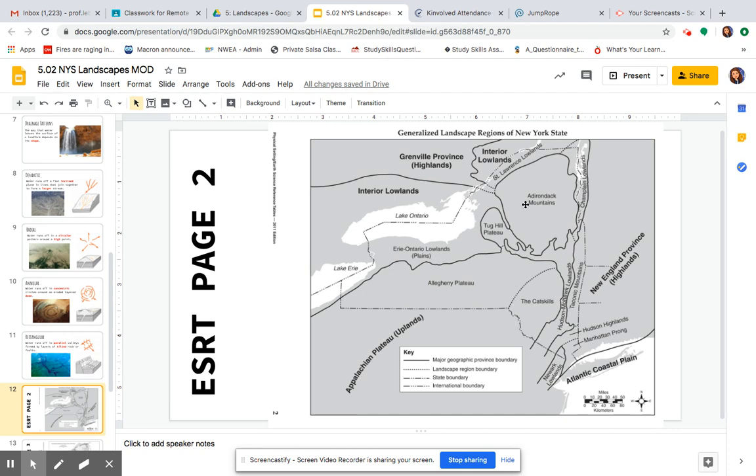Okay, so we have the Adirondack Mountains here. We have the Tug Hill Plateau here. The lowlands or plains over here. The Allegheny Plateau. And we have a ridge of mountains here and lowlands in between.